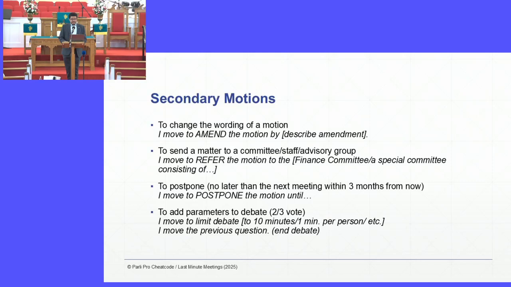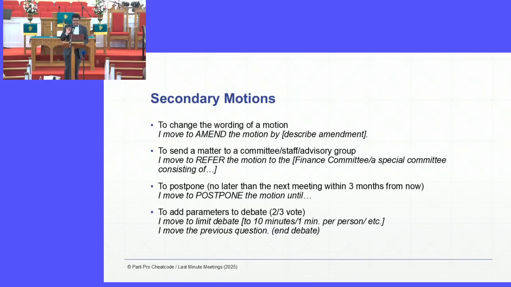You can either postpone the motion until later in the current session or the next session. If you want to postpone something longer than the next session, that's when you need to send it back to a committee, so they can have it for a time longer than before the next meeting.